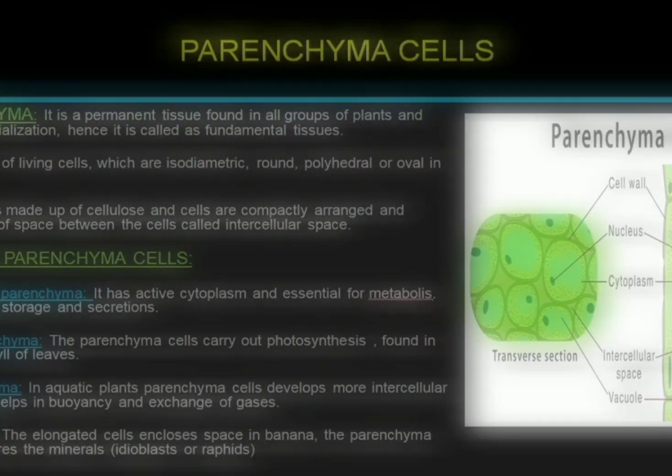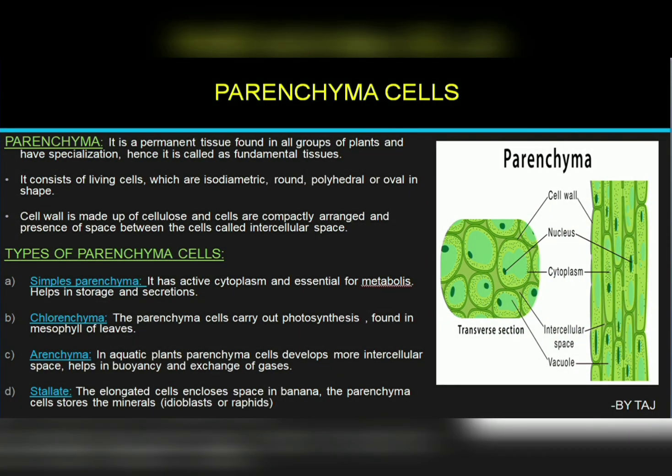Coming to the first type, that is parenchyma cells. Parenchyma is a permanent tissue found in all groups of plants and has specialization, hence it is called a fundamental tissue. It consists of living cells which are isodiametric, round, polyhedral or oval in shape. Coming to the subtypes of parenchyma cells, each subtype has its own functions. One by one we are going to discuss them in detail.